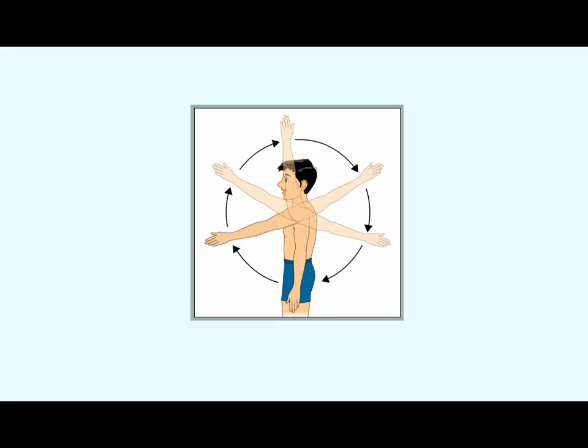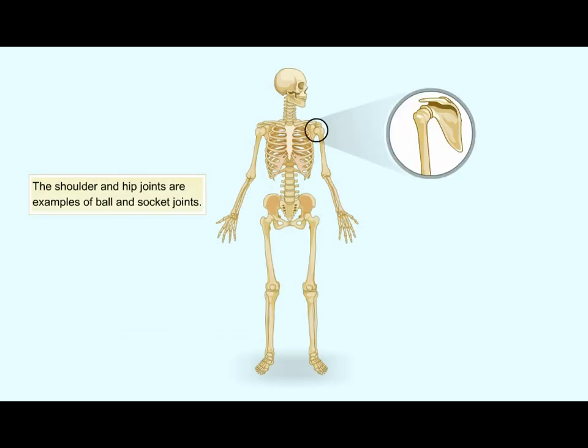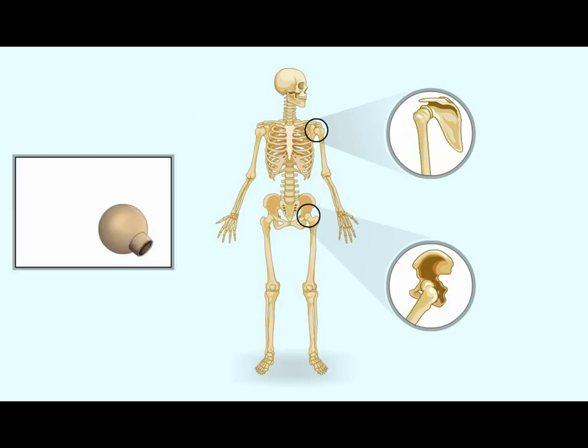Try to move your arm all around. The joint that allows movement in all directions is called the ball and socket joint. The shoulder and hip joints are examples of ball and socket joints. Here the ball-shaped end of one bone fits into the cup-shaped socket of the other bone, which allows maximum movement in any direction.